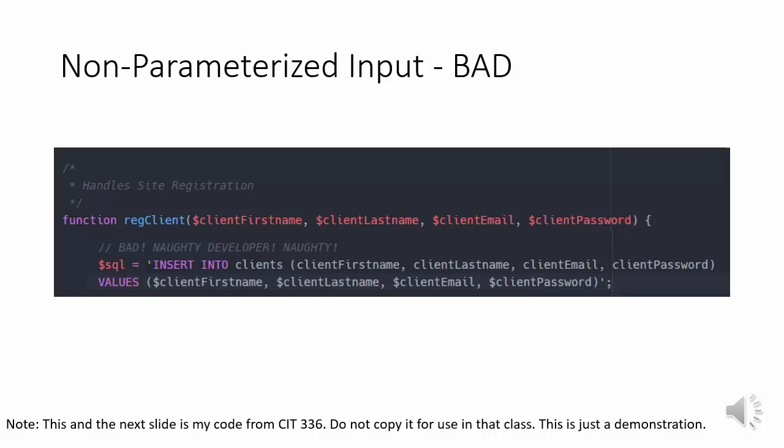Here we have a register client function that is used in site registration for handling, like, new user creation. That's just fine. Here we see that the function is taking a bunch of arguments, presumably from the front end of the web application, such as a form with the post method, for instance, and throwing it directly into a SQL statement.